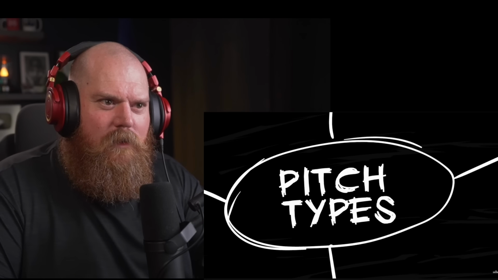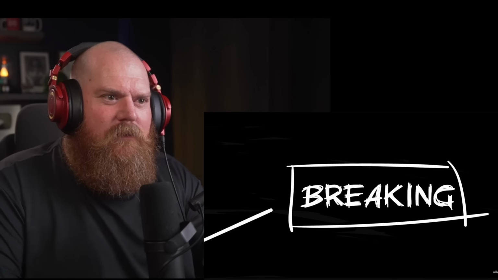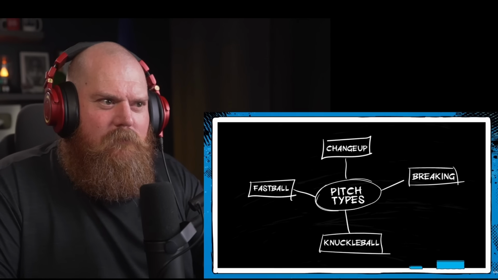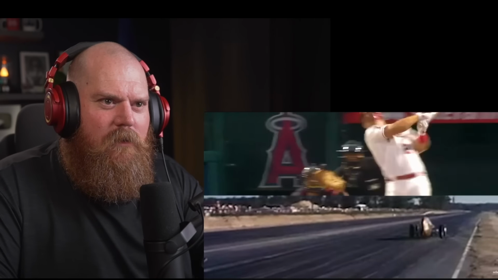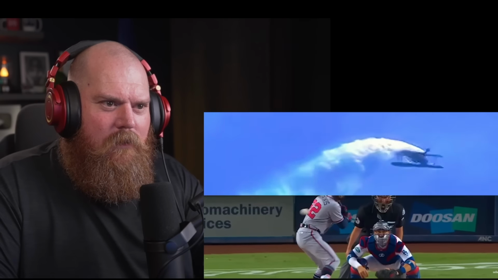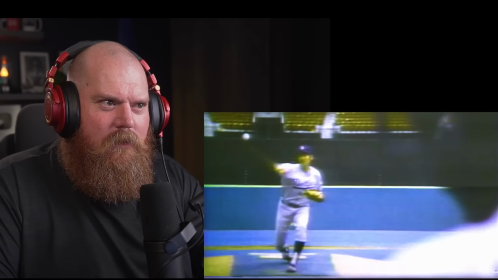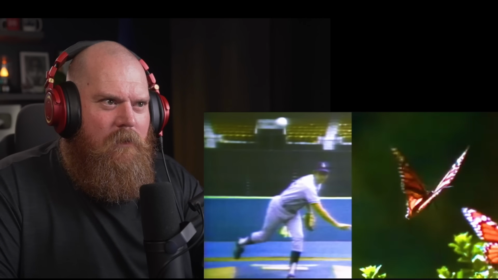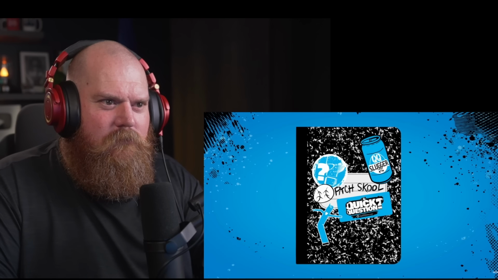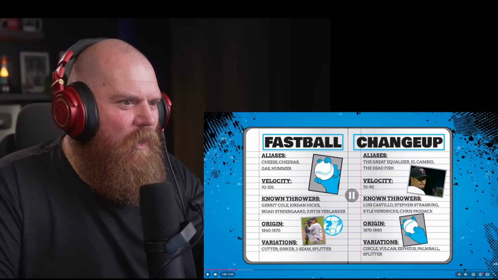There are 4 basic types of pitches, and each has a unique way of challenging a batter. Fastballs use speed. Changeups are all about timing. Breaking balls rely on movement, and knuckleballs, we'll come back to those.